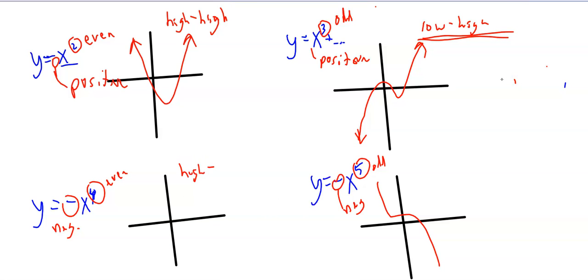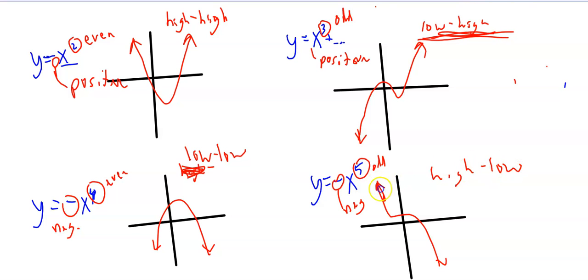So even, you're going to take this graph, and it basically just flips. So it's going to be low, low for this one. Because what does a negative do to a function? It reflects it over the x-axis, right? So this is going to start low and end low on the left and on the right here. Whereas this one, when it's negative and odd, it's the opposite of positive odd, which is low, high. So it's going to be high, low. So it starts high on the left, on the right it ends low.